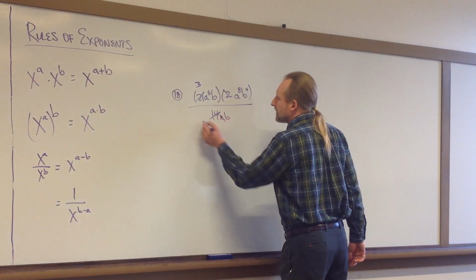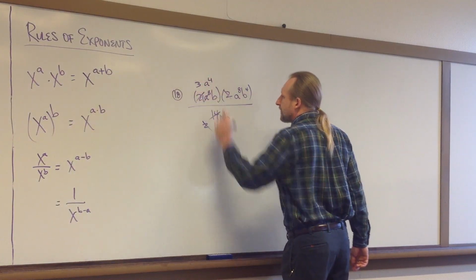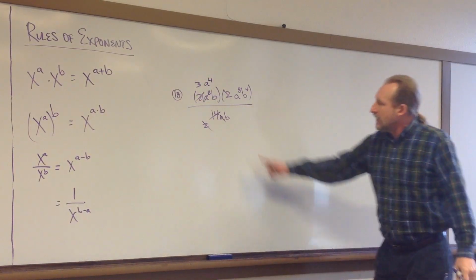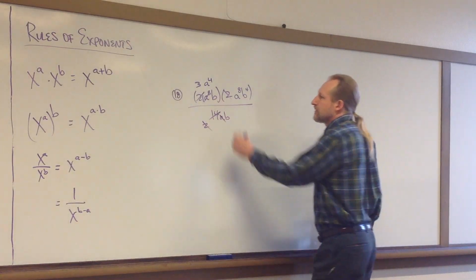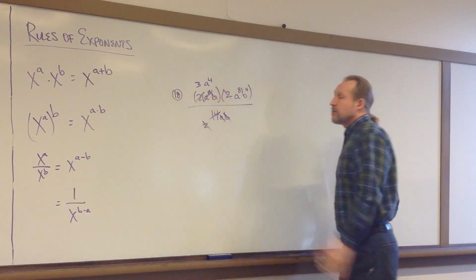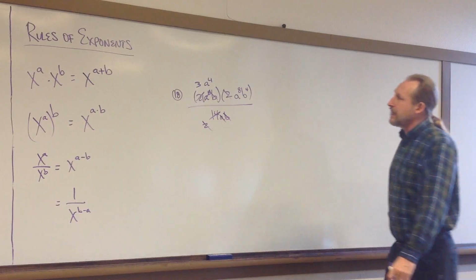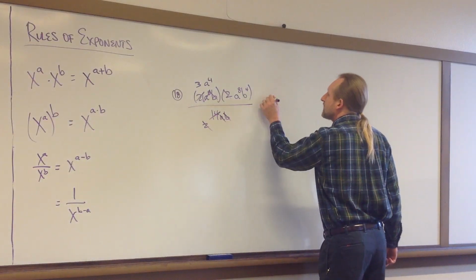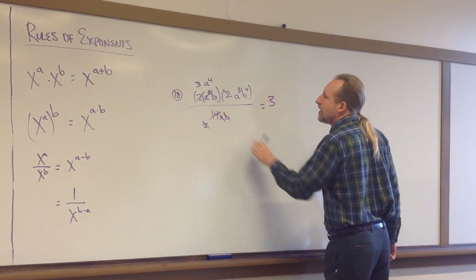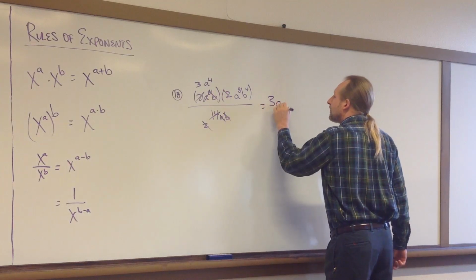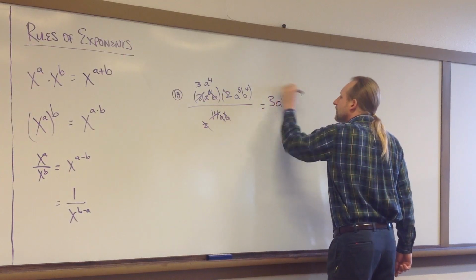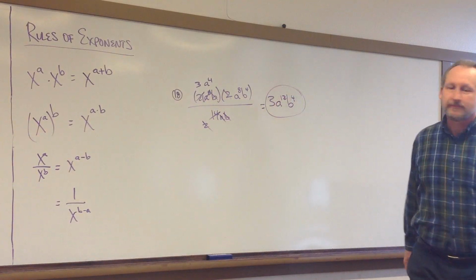We can cancel this a with this a to the fifth and leave us with a to the fourth. And then these two b's will just cancel each other out. And so now notice everything on the bottom has been canceled. So what we're left with on the top is the 3, a to the 12th, and b to the 4th. And there we go.